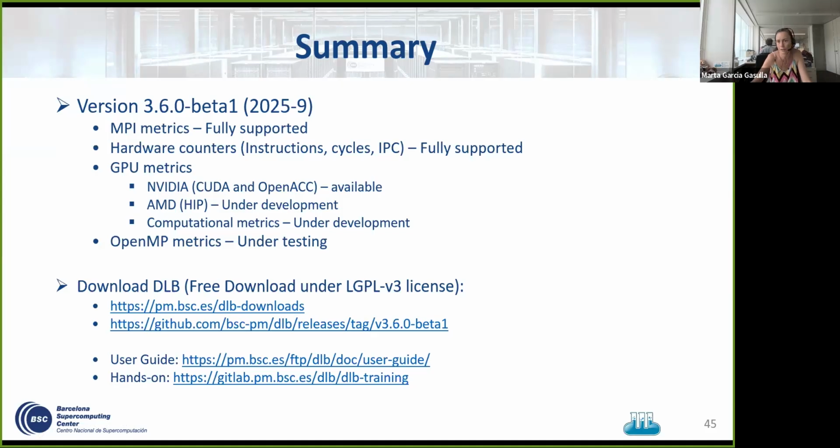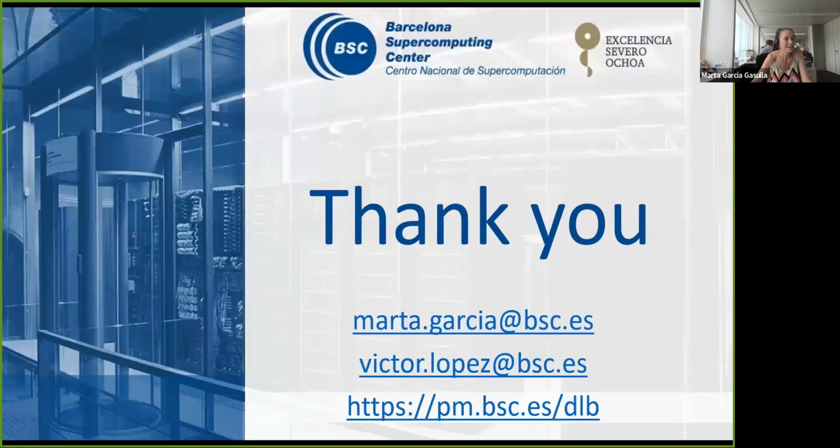So please, if you get it and you find any problem or you have any question on how to install or how to use it, write to us and let us know, because maybe the documentation is what is not so up to date. But all the GPU metric support has been quite tested, so we are quite sure that it works well. And that's the end of the presentation.